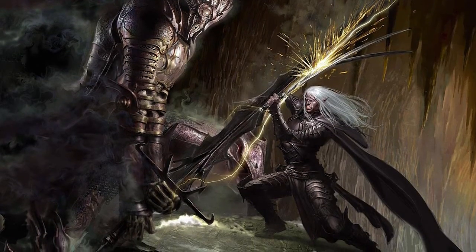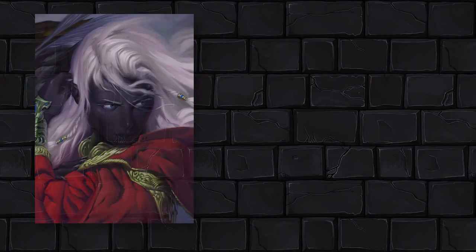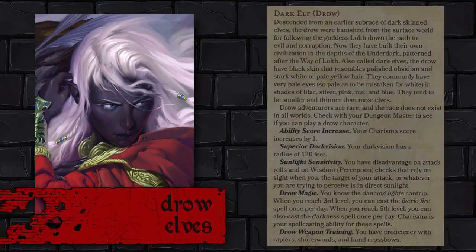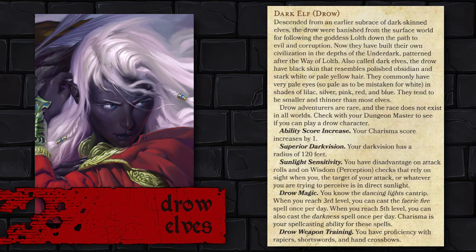They're underground folk, they're underground creatures, very dangerous, very charismatic, very self-sufficient. So with that in mind, your charisma score increases by 1, right? Unlike the wood elves with their wisdom or the high elves with their intelligence, you are all about this inner feeling of your superiority and just outright belonging in the world.